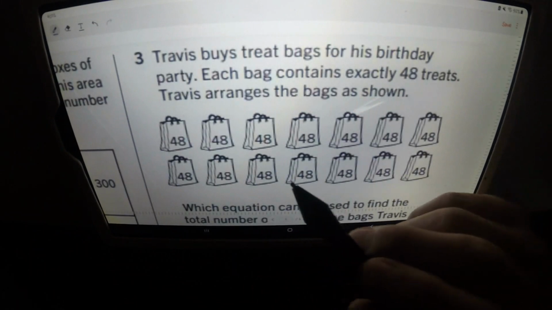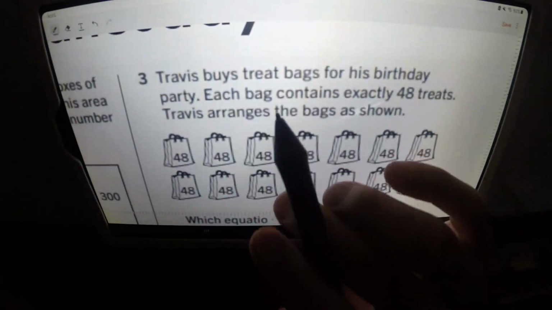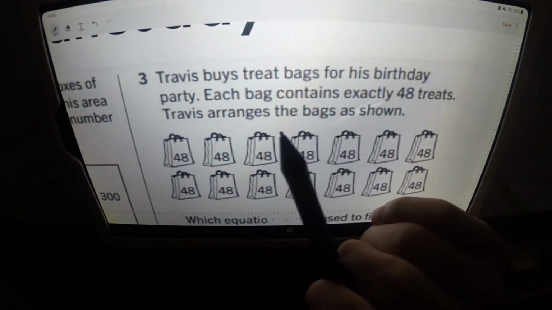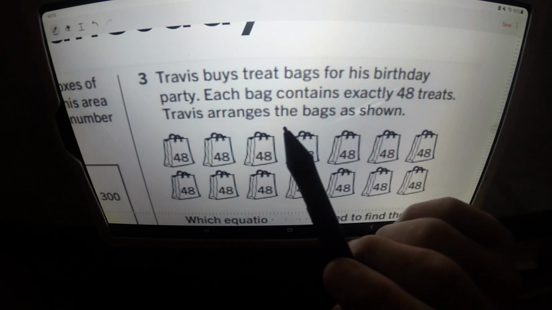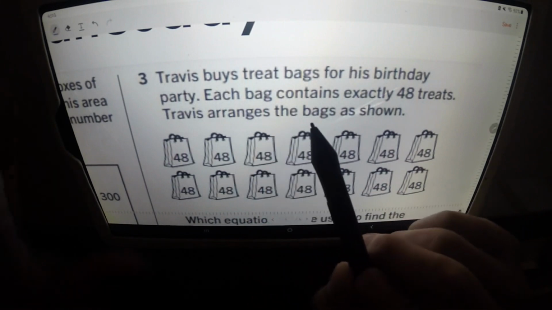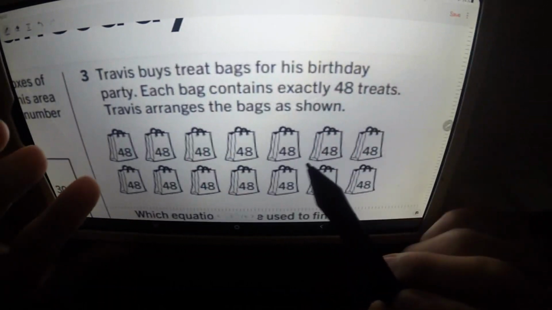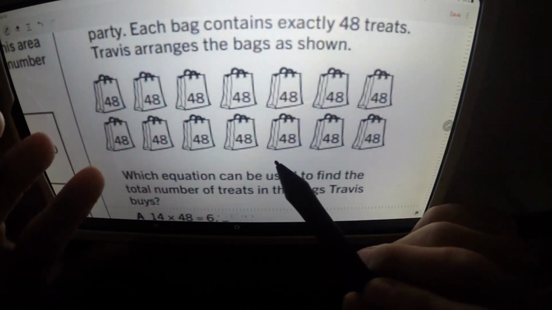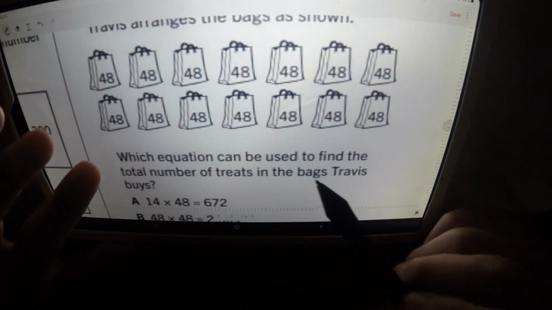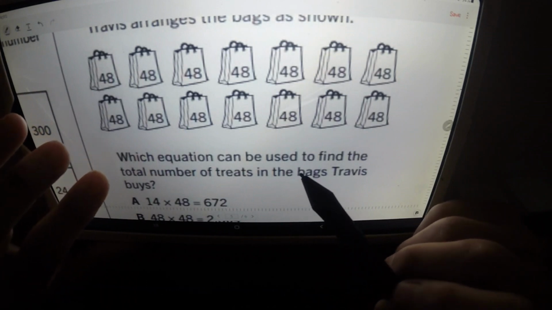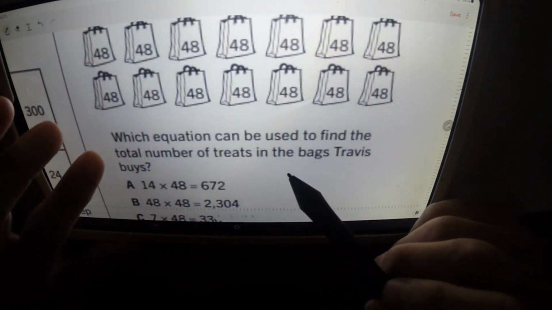Okay, on to number 3. Travis buys treat bags for his birthday party. Each bag contains 48 treats. That's a lot of treats, dude. Each bag contains exactly 48 treats. Travis arranges the bags as shown. Which equation can be used to find the total number of treats in the bags Travis buys?